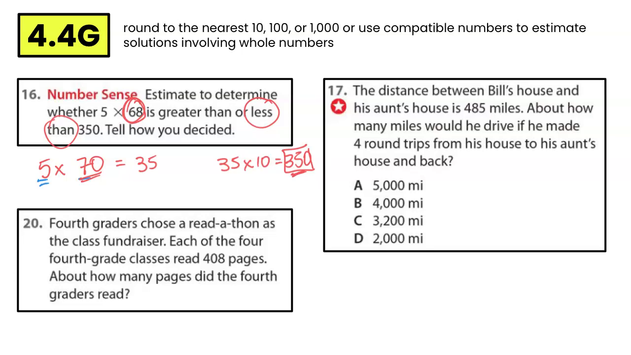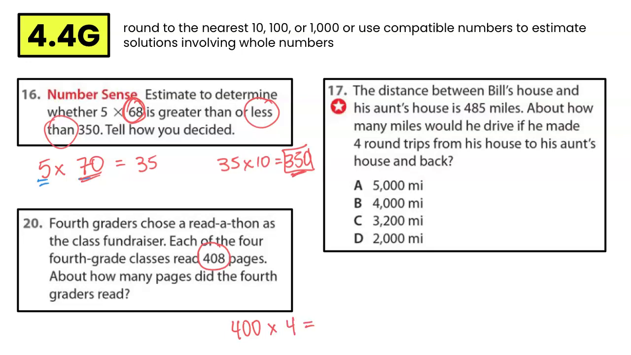Therefore, what we want them to do is round this number 408 to make it a more compatible or nice number. And so if we rounded that to the nearest 100, that would give us 400, and then multiply that by each of the 4 4th grade classes.